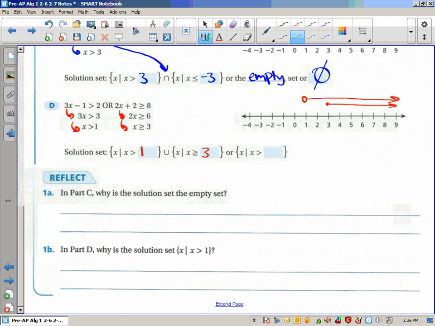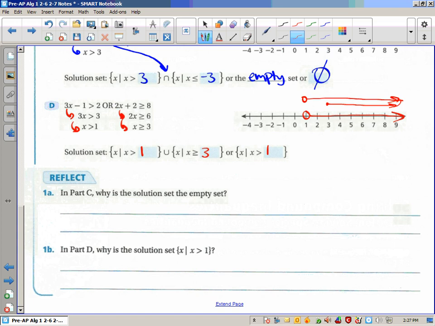Union is not the intersection or the overlap. Union is the joining of the two solutions. So if we join the two of them, then the true solution happens to be the greater than 1 solution. Because if I join those two, then this one just kind of becomes part of the first one. So my answer is just all x's such that x is greater than 1.